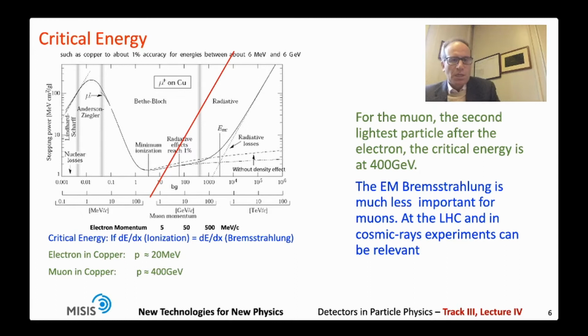Then all this indeed depends on the mass of the particle, and this brings us to the definition of the critical energy. So indeed you have an energy loss process which depends on this electromagnetic interaction of the particle with the nucleus.